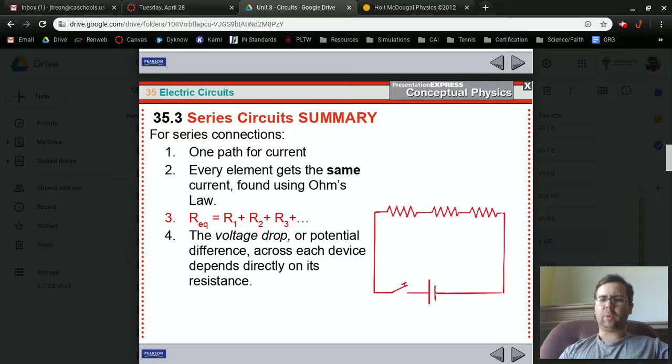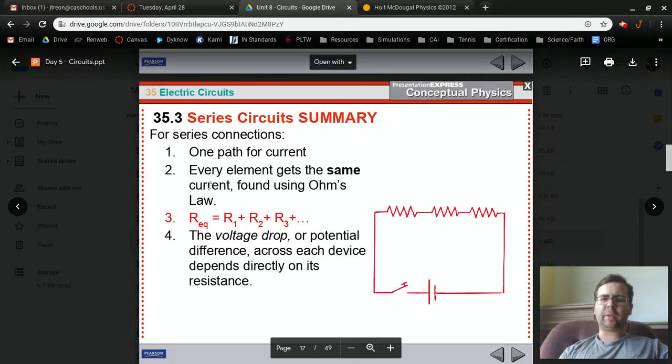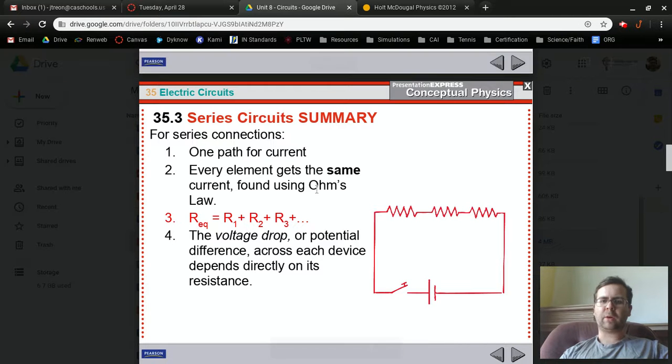I mean, could you imagine if that wasn't true? Maybe like the current was going really, really fast through this one, but slow through that one. That would create like a traffic jam problem, right? Because they're zipping by this one, but they get blocked up here. They don't do that. Remember, they all move together at the same time. So that means that every element is going to get the same current.